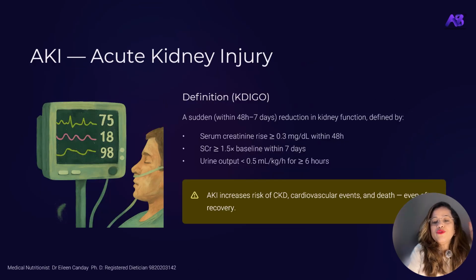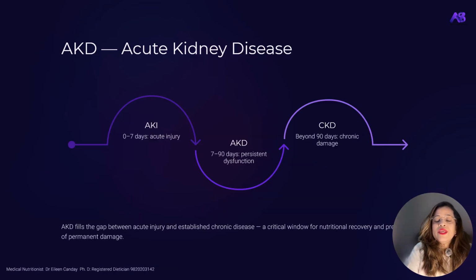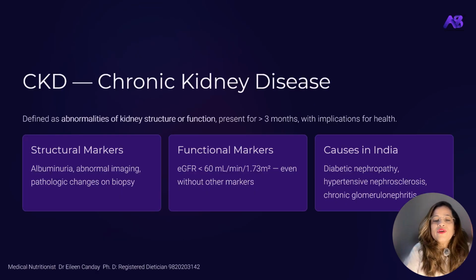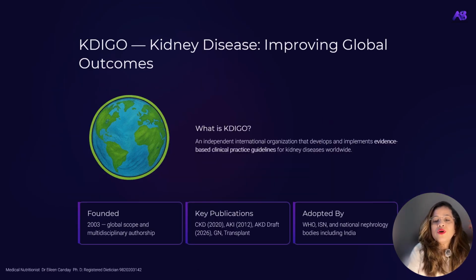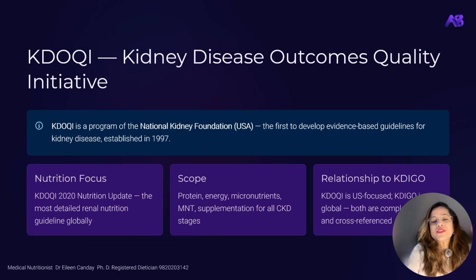Acute kidney injury, full form. This is the definition as per the KDIGO. Again, acute kidney injury, as I said, is a continuum. You look at the bridge that it is showing, the AKI, the AKD, and the CKD bridge. Chronic kidney diseases have structural markers, functional markers, and the causes most commonly seen in India. The KDIGO is basically Kidney Disease Improving Global Outcomes, and these are some of the sites which are easily accessible on the internet.